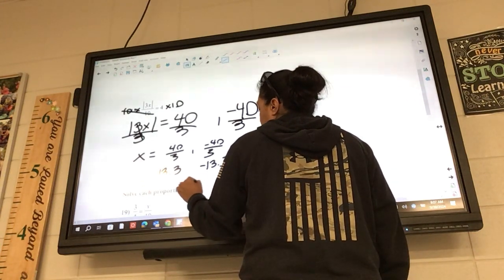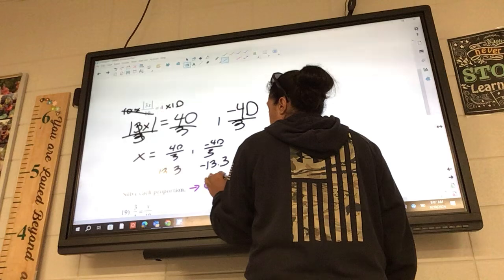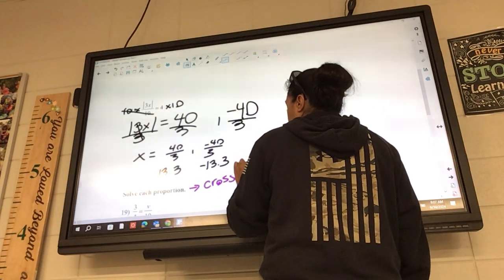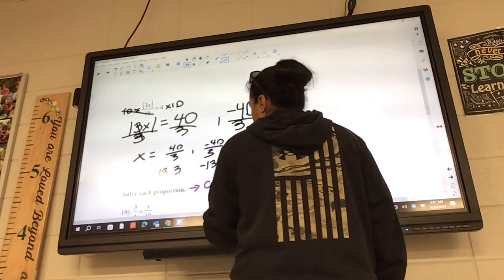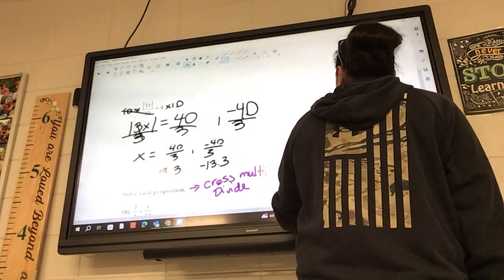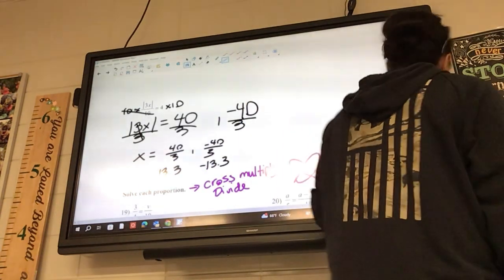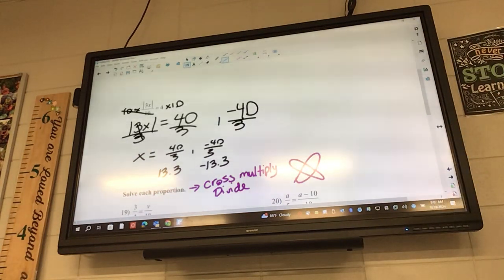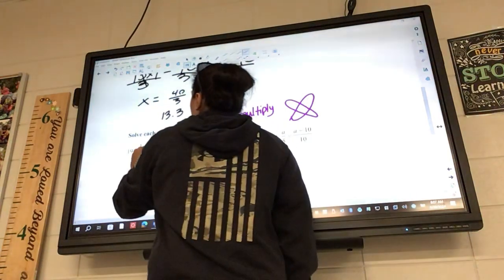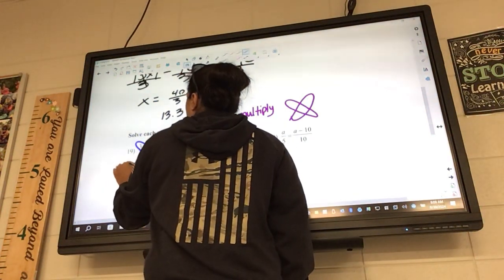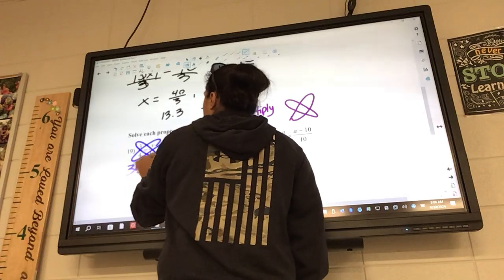Okay, solving proportions is going to be cross multiply, and then divide. Okay, it's essentially that little butterfly that's happening there. So, it's going to be 3 times 10, it's going to be 30, and then 4 times v is 4v.